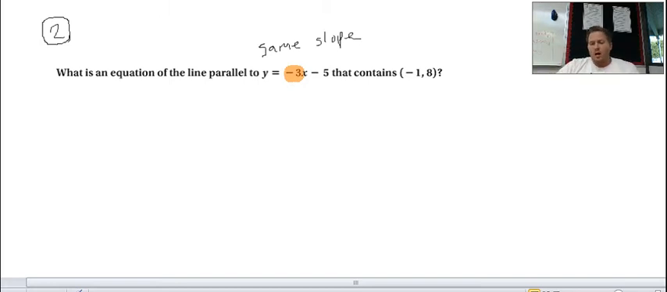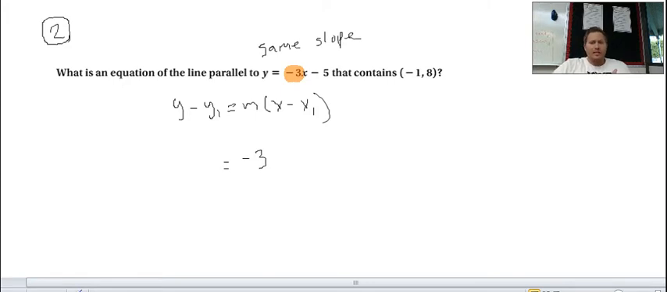So our point-slope form is y minus y1 equals m times x minus x1. Now we just found the slope. The slope right here is this m, so we know that this is going to be negative 3. They're going to have the same slope.